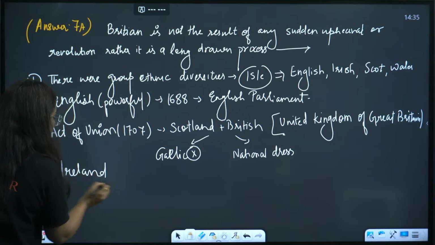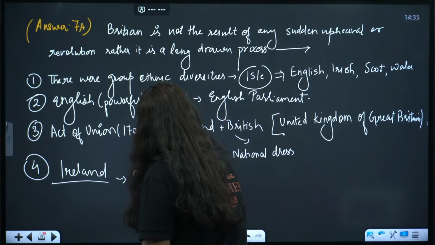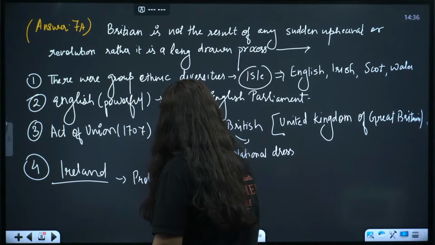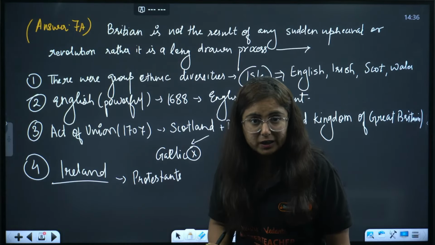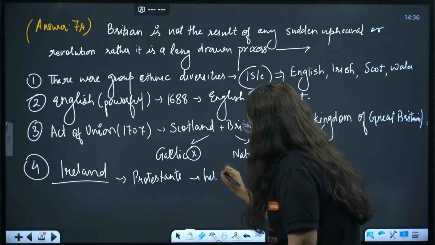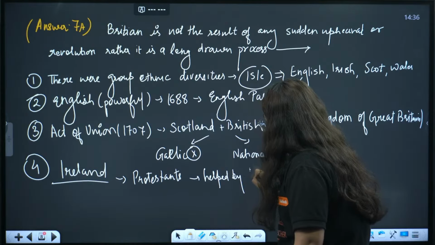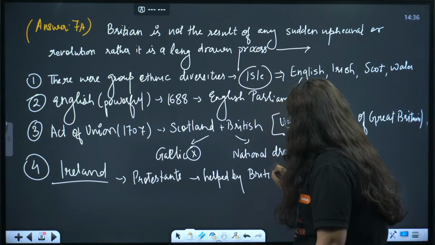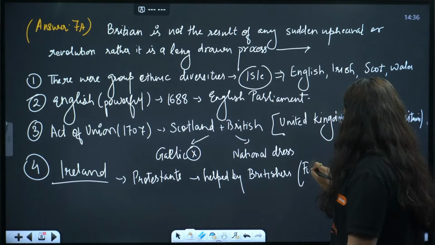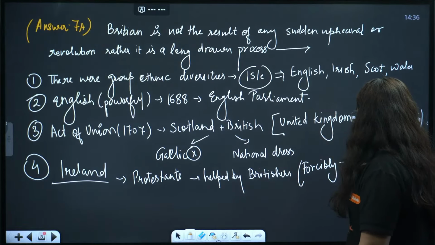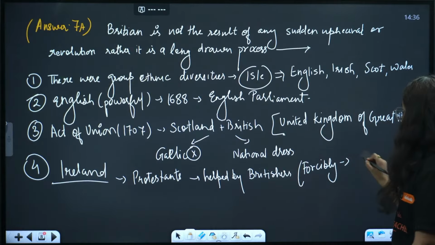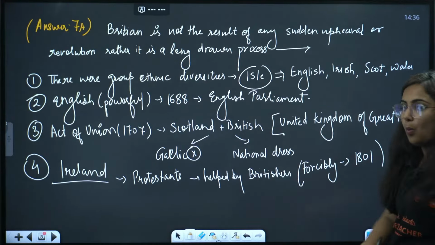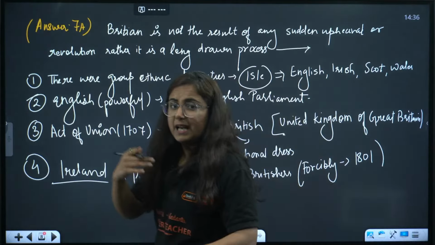Catholics and Protestants in Ireland. Okay, there were two groups, Protestants and Catholics. The Protestants were in minority, but these Protestants were helped by whom? They were helped by Britishers. Okay, they were helped by Britishers, and forcibly they even incorporated Ireland into Britain. And what was the year? The year was 1801. Getting bigger day by day.